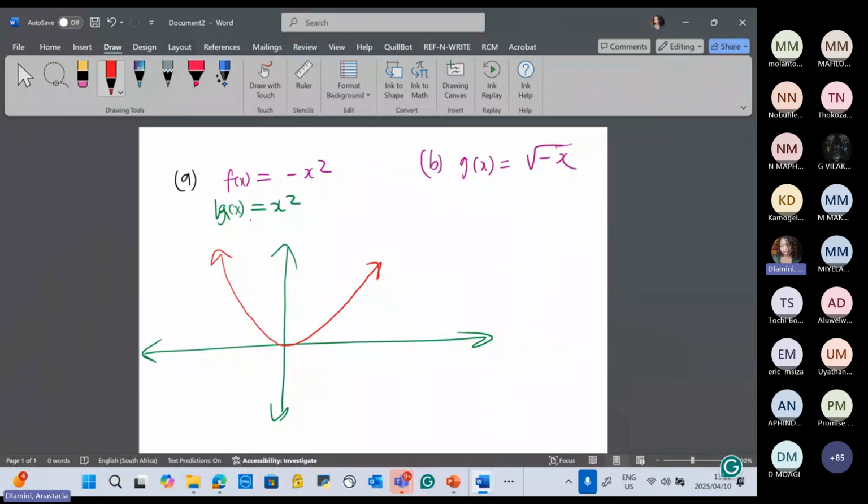You know it. But what did I do to the parent function, guys? There's a negative. So where did they reflect it? Y-axis.